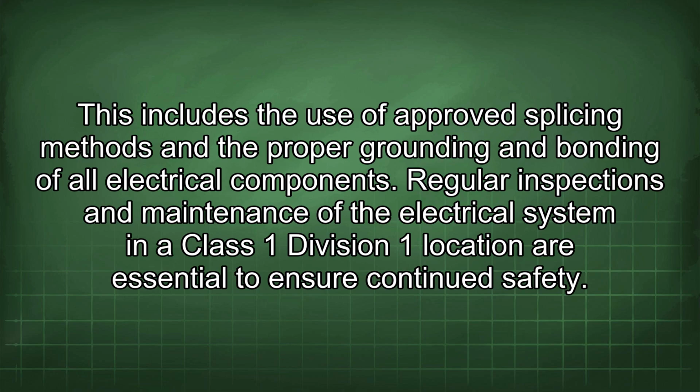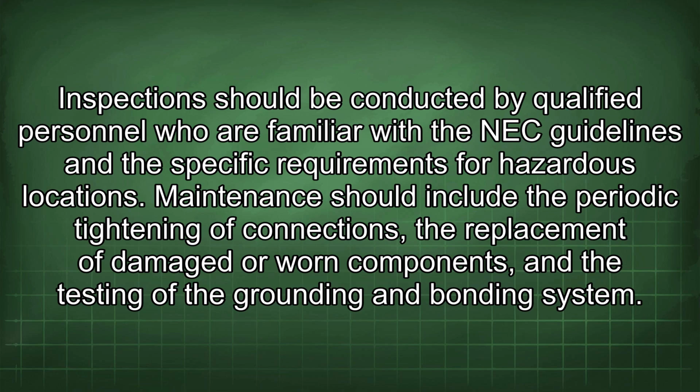Regular inspections and maintenance of the electrical system in a Class 1 Division 1 location are essential to ensure continued safety. Inspections should be conducted by qualified personnel who are familiar with the NEC guidelines and the specific requirements for hazardous locations. Maintenance should include the periodic tightening of connections, the replacement of damaged or worn components, and the testing of the grounding and bonding system.